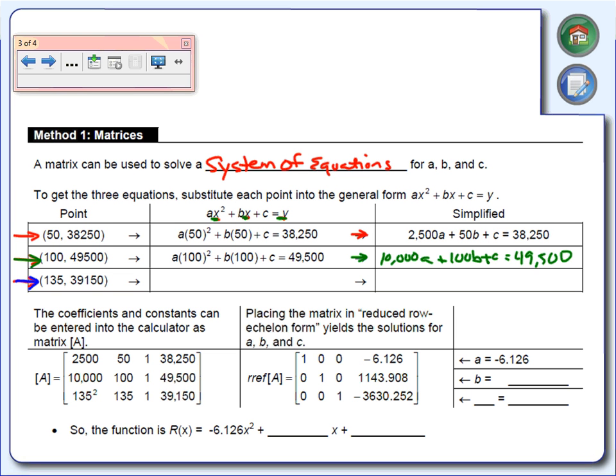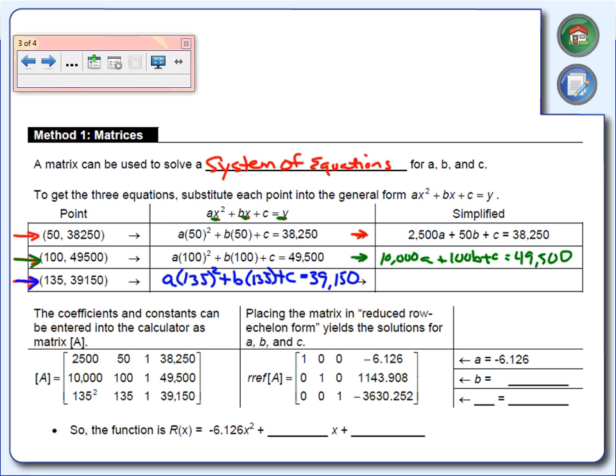135, again, that's what they're charging for the tickets. 39,150 is the expected revenue. So let's plug in those numbers like we did the others. So we're going to do A times 135 squared plus B times 135 plus C equals, now the revenue they're expecting is 39,150. That's what they're expecting the revenue.